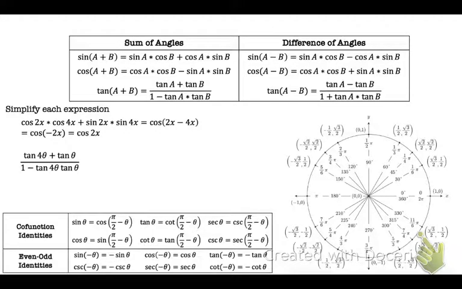Okay, so if we have tangent of 4 theta plus tangent of theta, and then 1 over tangent of 4 theta and tangent of theta, that's tangent of a plus b. So that's tangent of 4 theta plus theta, which is tangent of 5 theta.